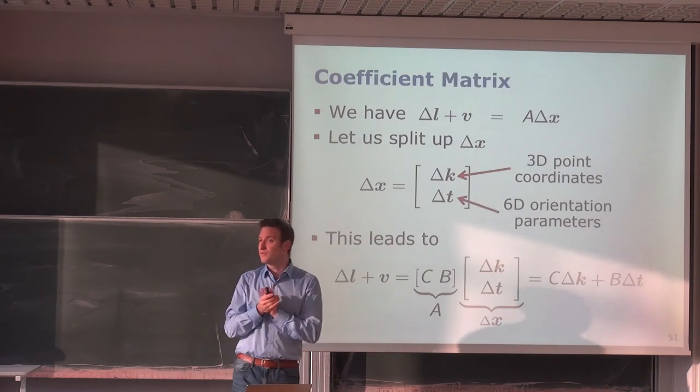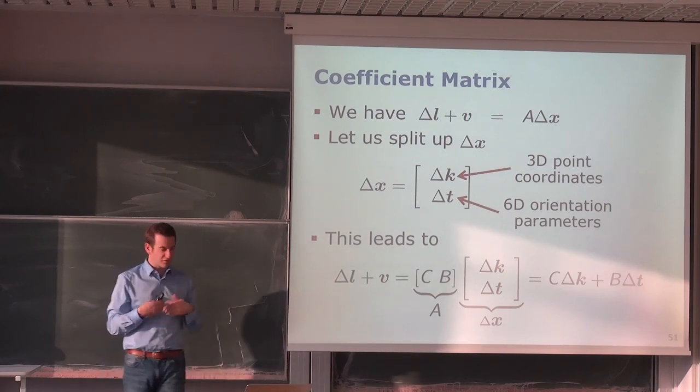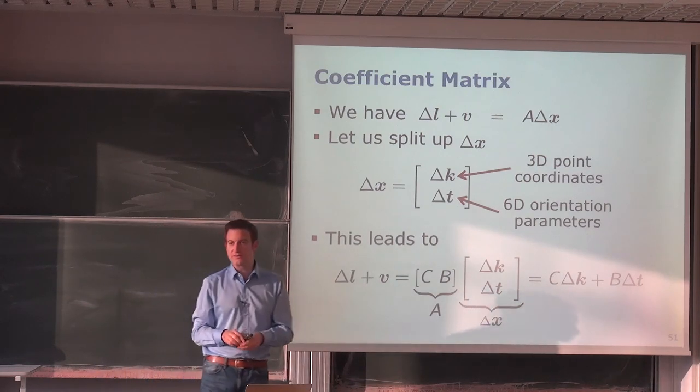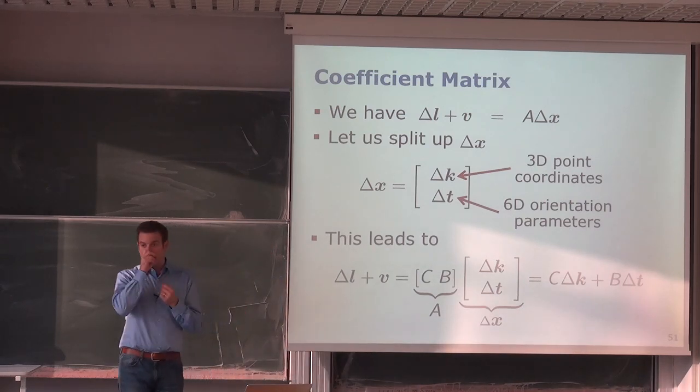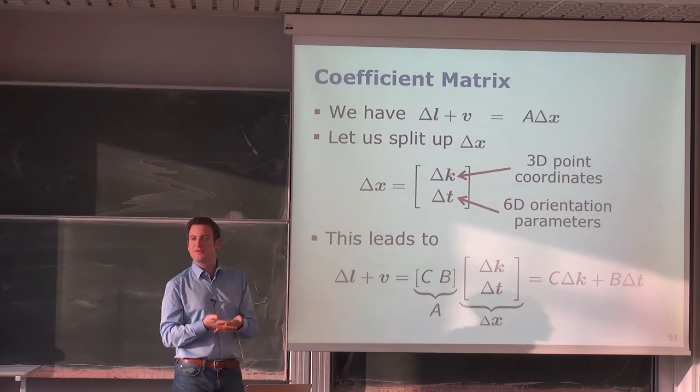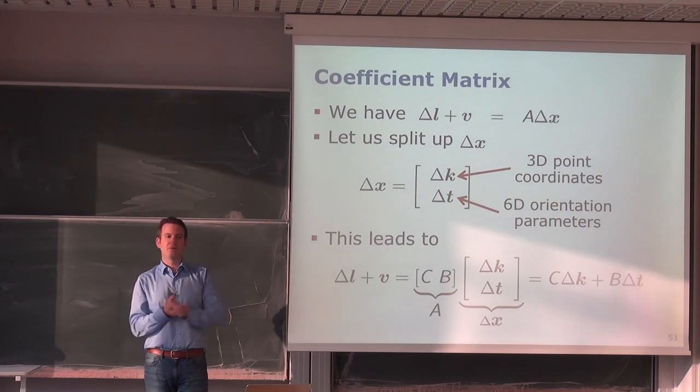And now I want to look into this coefficient matrix and discuss a smart structure of this coefficient matrix in order to solve this problem in an efficient manner. So the first thing that we do, if we would start intuitively, we would say, okay, how does our parameter vector look like?